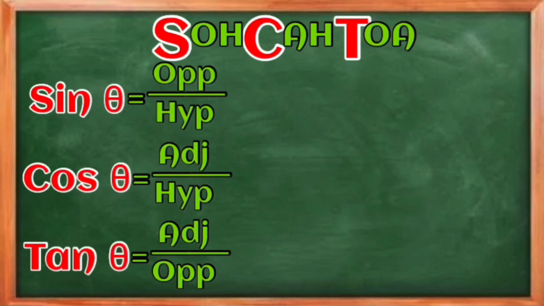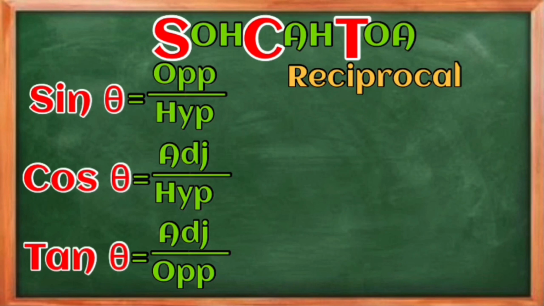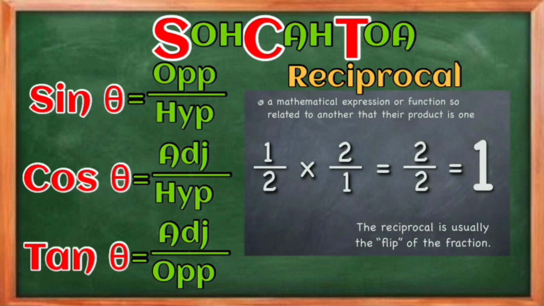Now, we have already defined 3 out of the 6 trigonometric functions, and the remaining 3 functions are so easy to determine once you remember the acronym SOH-CAH-TOA, because they are just the reciprocals of the sine, cosine, and tangent functions, respectively. When we say reciprocal, these are mathematical expressions or functions so related to one another that their product is 1. The reciprocal is usually the flip of the fraction or the ratio. So for instance, the reciprocal of 1/2 is 2 over 1.